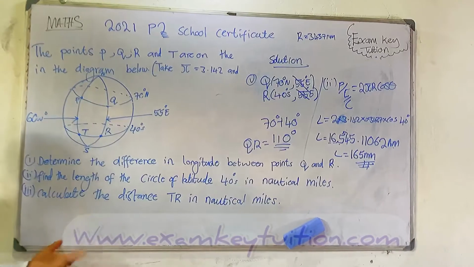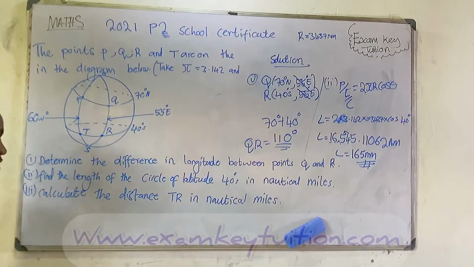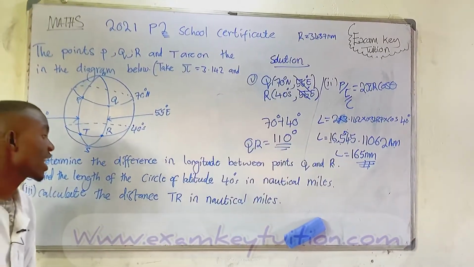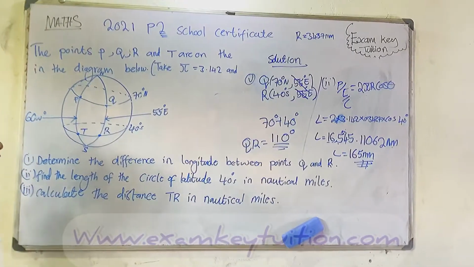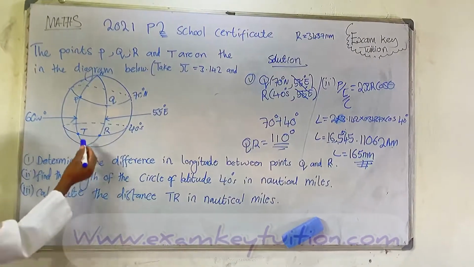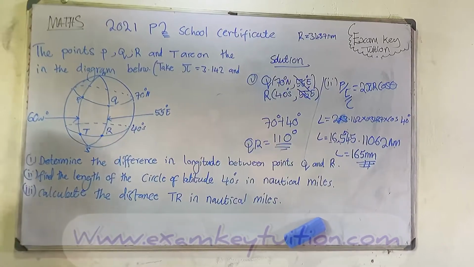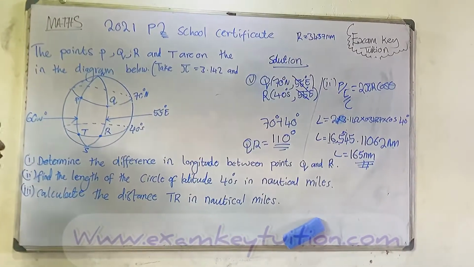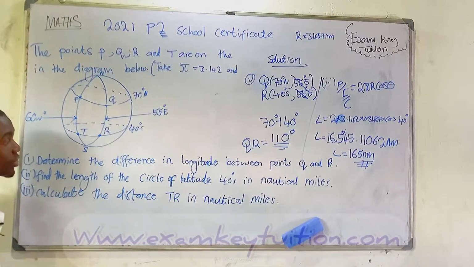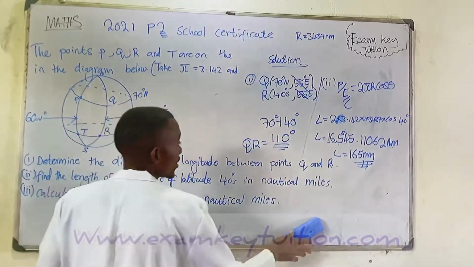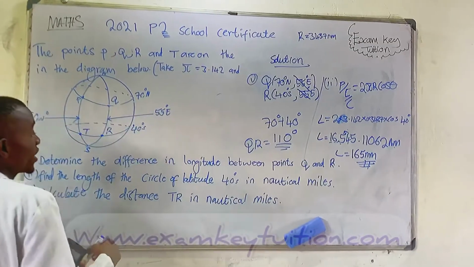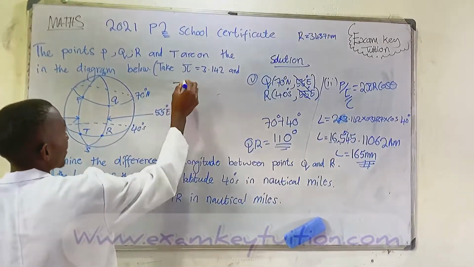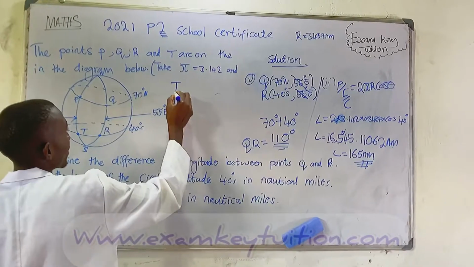For our last question, we have been told to calculate the distance between T and R in nautical miles. So let's check our T and R. If you check, they are on a small circle. So we need to introduce the formula for finding the distance on a small circle. First of all, let's list the positions of T and R. This is our question 3.